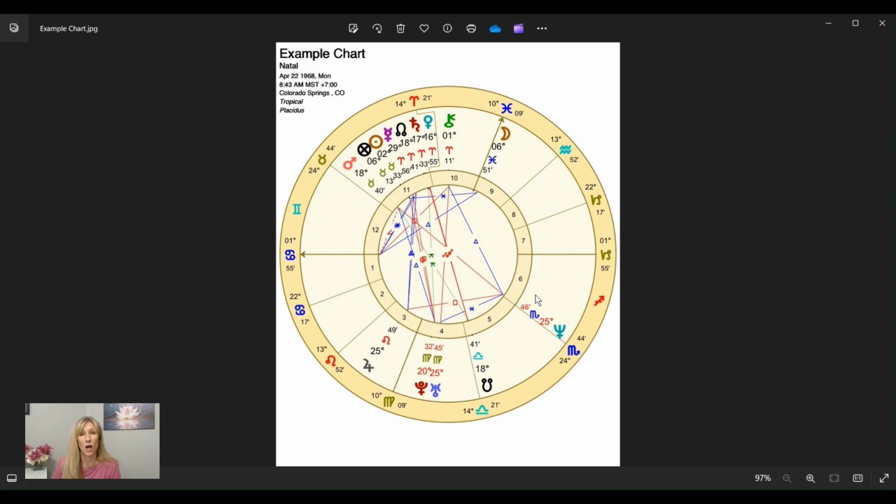Next, I'd like to talk about the aspects. So if you look to the middle of the wheel, you see these lines with shapes. These are called aspects. Aspects are simply geometrical angles that connect the planets to one another. Aspects are really what pull the whole chart together. The aspects are also a topic that I will address more fully in my class. But for today, I just want to give you some important notes about the aspects.